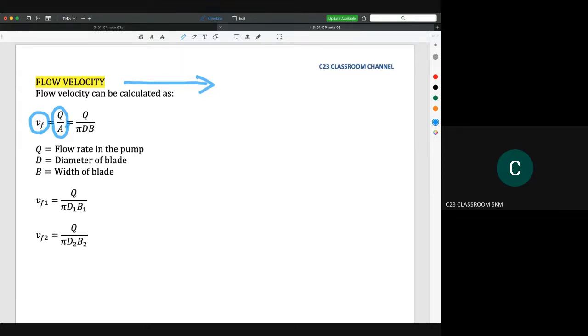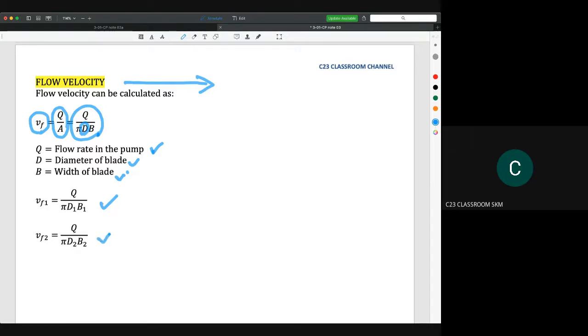And then in the textbook we will find that it can be calculated using Q over pi D B. Q is the flow rate of the pump, D here is the diameter of the blade, and B here is the width of the blade. So if you want to calculate VF1 at the inlet, you must use the parameters at the inlet. So the equation is Q over pi D1 B1, and VF2 will be Q over pi D2 B2.